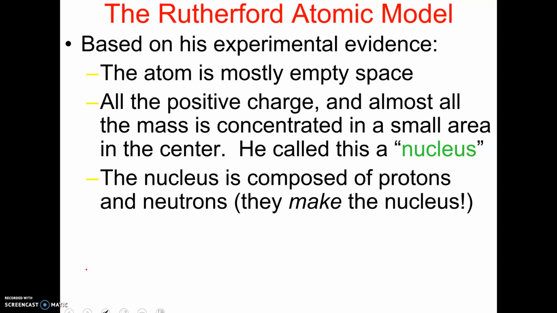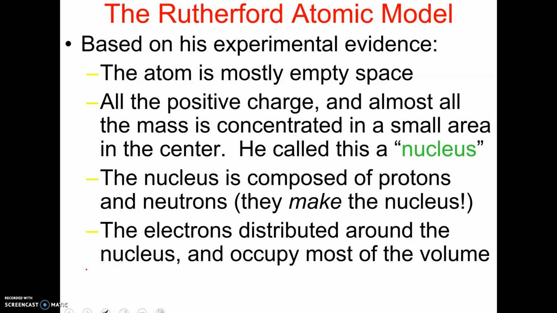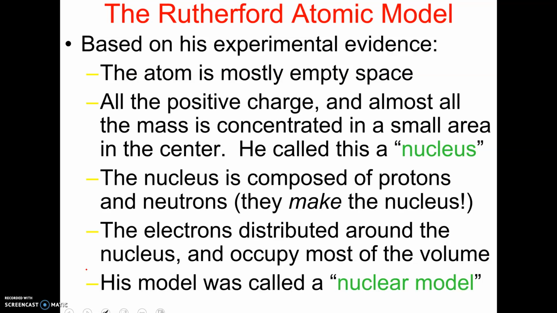Again, there's no membrane around it. It's not like a cell nucleus. The protons and the neutrons pack super densely, and they are attracted to one another, and that makes up the nucleus. That actually stabilizes it. The electrons, on the other hand, they occupy the volume, but they're really dispersed, and they have almost no mass at all, and they're really spaced far apart, so they didn't have any effect on the beams that were being shot through. And again, this is called the nuclear model of the atom.